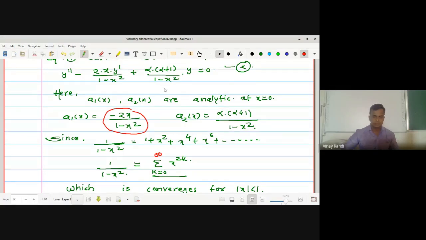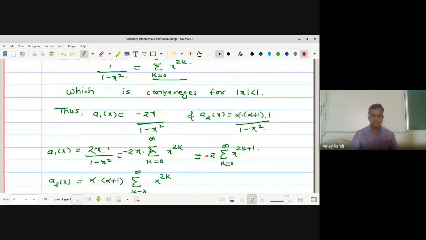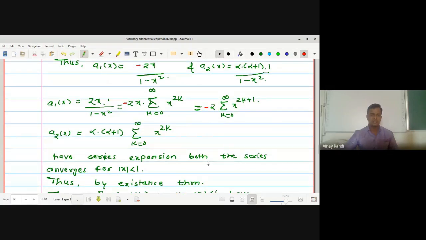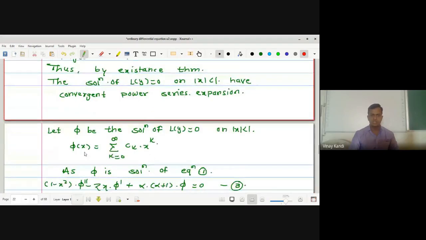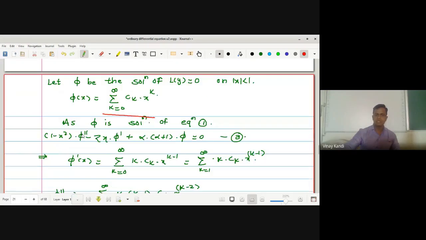Okay, a minus will come here, it makes no difference to us. A minus will come here, a minus will come there. Okay, we only have to show that it is in power series expansion. Okay, have the series expansion, both the series are convergent for mod x less than 1. Okay, therefore phi we can write in the form of power series expansion. Okay, any doubt up to here?